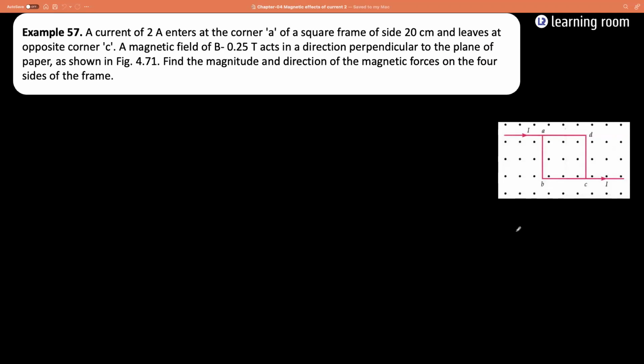Do this. A current of 2 ampere enters at a corner A of a square frame of side 20 centimeter and leaves at the opposite corner C diagonally. It's a cube or square, no? So it leaves at the other end C. A magnetic field of 0.25 Tesla acts in the direction perpendicular to the plane of the paper. Find the magnitude and direction of the magnetic forces on the 4 sides of the frame. How do I do this?